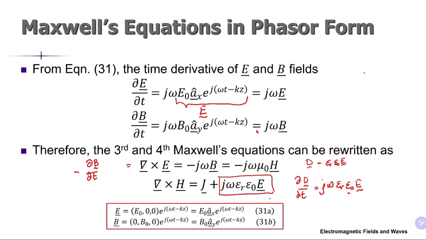We can rewrite Maxwell equations, especially equation 3 and equation 4, the curl of E and the curl of H, which is: the curl of E equals minus j omega mu naught H, and the curl of H equals J plus j omega epsilon r epsilon naught E.